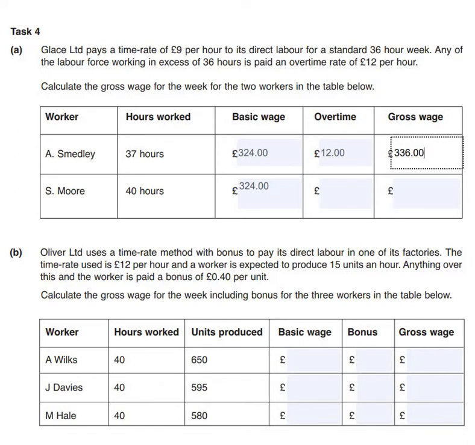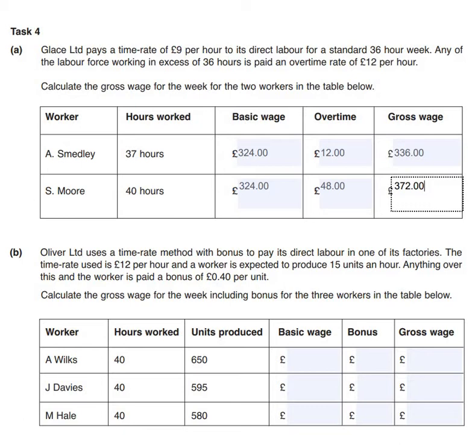For S. Moore, obviously he, she, they worked 40 hours. So they should have worked 36, the standard, so they worked 4 hours more than normal. So it's 4 12s are £48. So the overtime for S. Moore is £48. And again, for the gross wage, we just add that to the 324, the basic wage, to give us £372. And that is that part of the task complete.